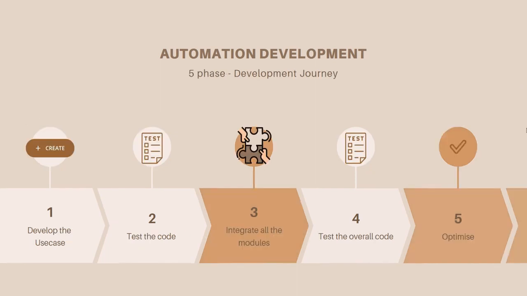Now, this is the development journey. First, you actually develop the use case on Studio X. Second, you keep testing the code even if it is less, and you keep testing it module wise. Third, you integrate all the modules together, then you test the overall code. Last but not least, optimize your code. Reduce the running time of this code. Our goal, even if the client has not requested to make the automation faster, it's our duty as a developer to deliver the best.